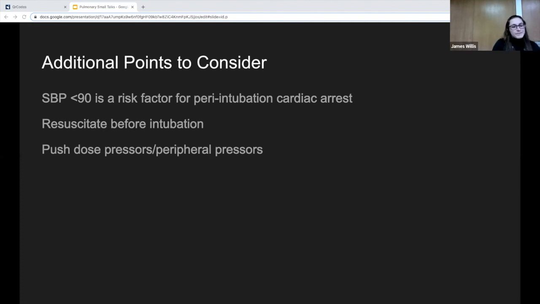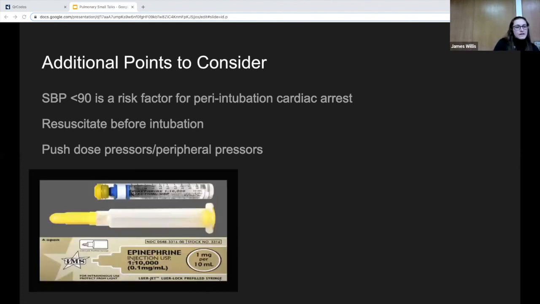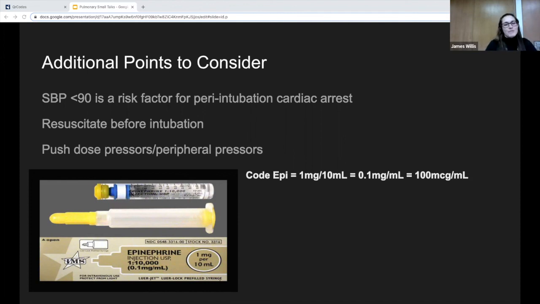And really quickly, to make your own push-dose pressors, you could take the epi, because sometimes the order from Epic takes some time for nurses to get. So if you have to make your own emergent push-dose epi, you can grab a syringe from the code cart. Here you'll see that the code epi is 1 mg per 10 cc's. A little bit of math here, which is 0.1 milligrams per cc, which if you convert those units, is 100 micrograms per cc.